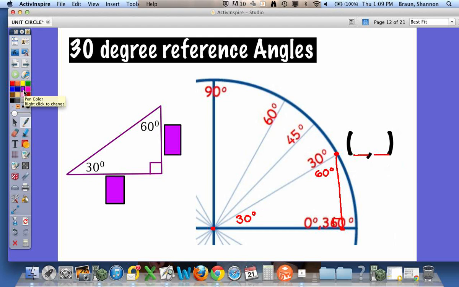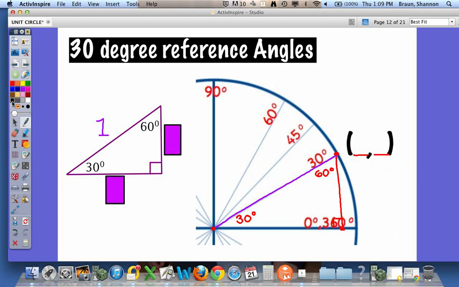What's the radius of my unit circle? 1. And what part of my triangle is the radius? The hypotenuse, right? So look right here. Here's my radius, and on my right triangle, that's the hypotenuse. And the radius of the unit circle is 1.